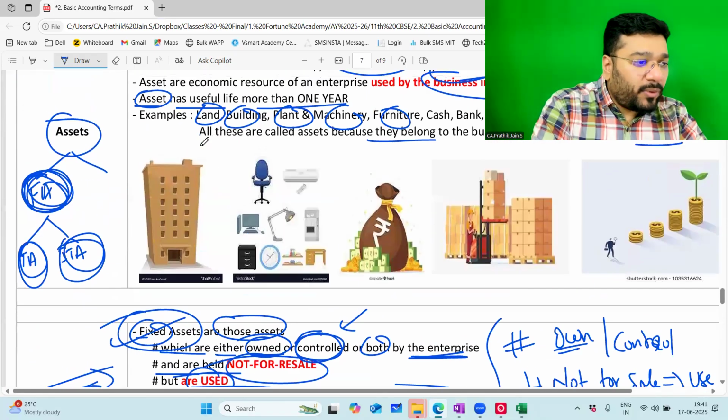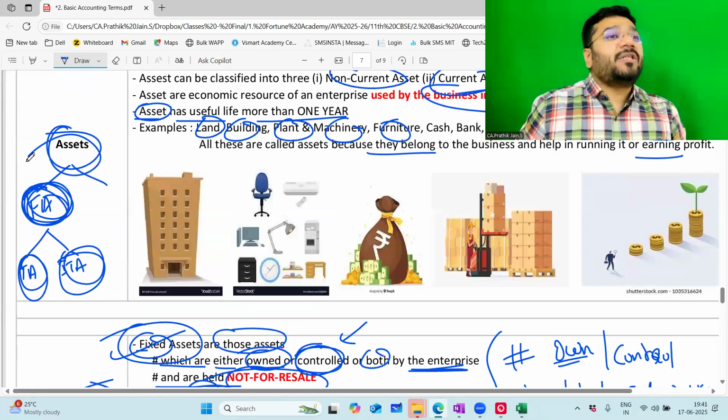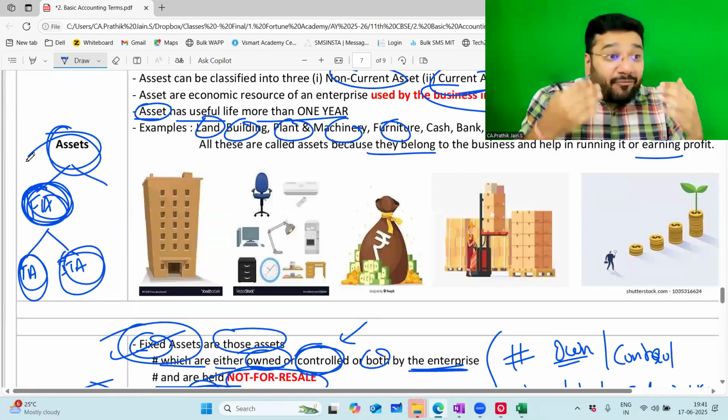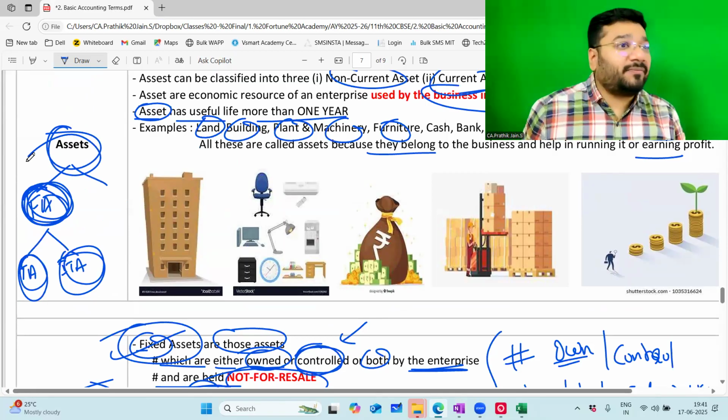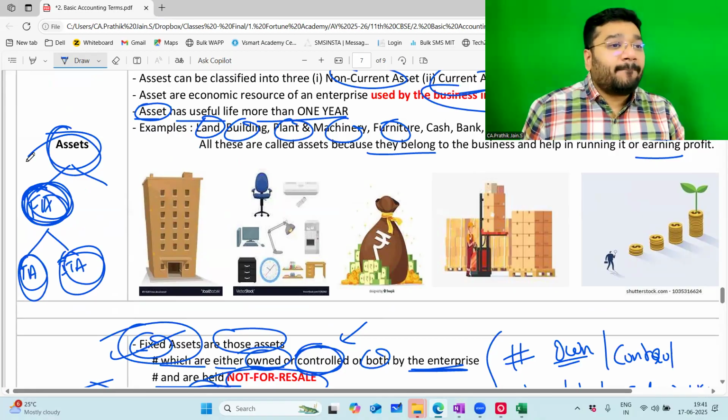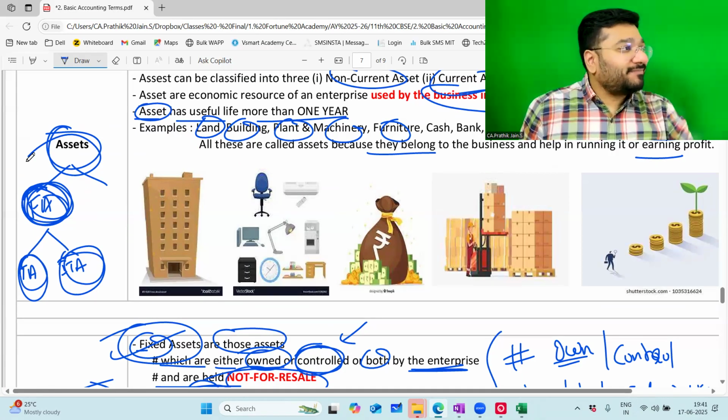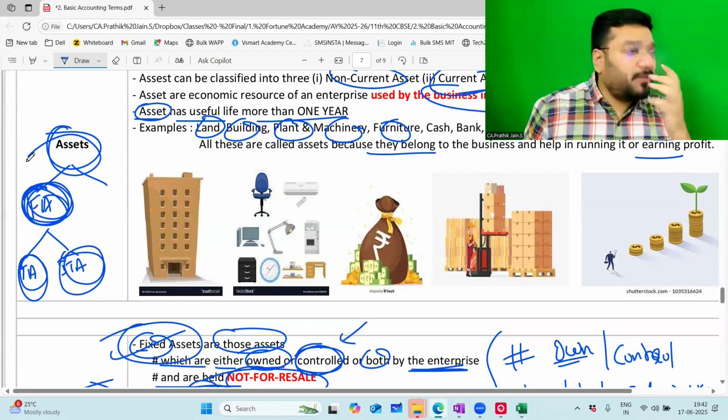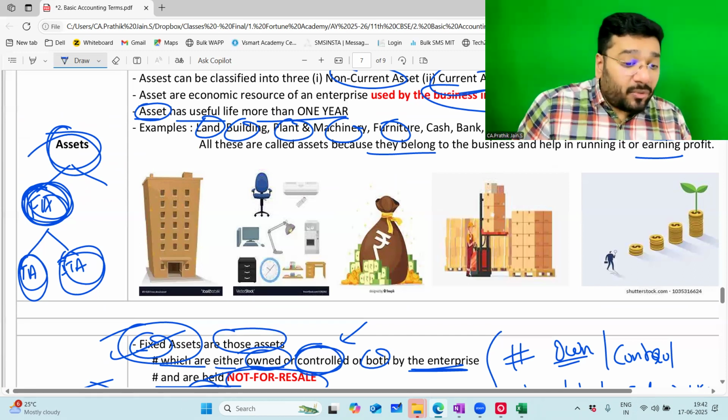First, we tried to understand the meaning of asset. Asset means anything that I have to receive from someone in future, or anything that I own in the business. These two are assets. Any problem? So asset is the bigger classification. What is the meaning of asset?